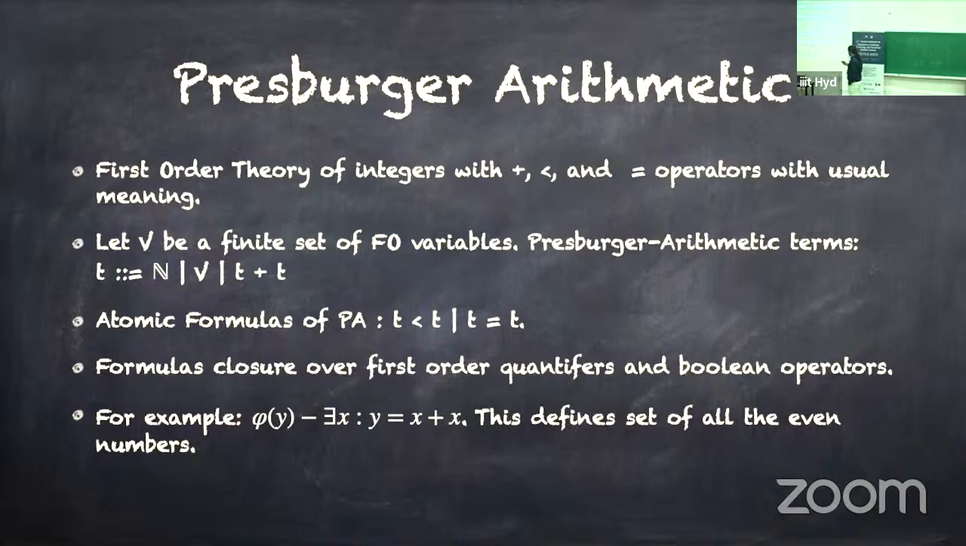formalisms. So Presburger arithmetic is nothing but the first order theory of integers with addition, less than and equal to, and they have the usual meaning over the integers. And then you can have terms which are variables, constants, and of course you can add them. And your first order formulas, or first order quantifiers, and Boolean operators. Syntactically, it's very trivial, but of course it has very interesting properties. And you can write properties like this.